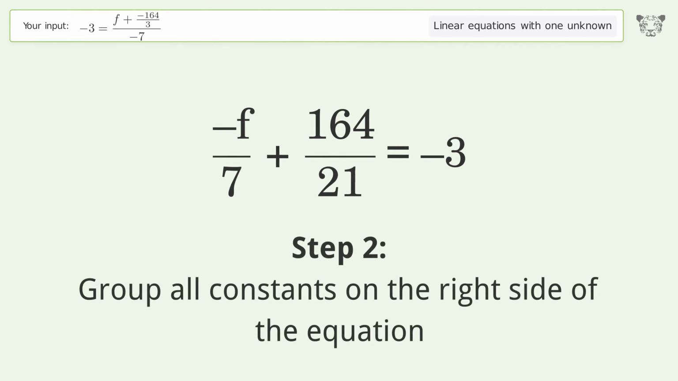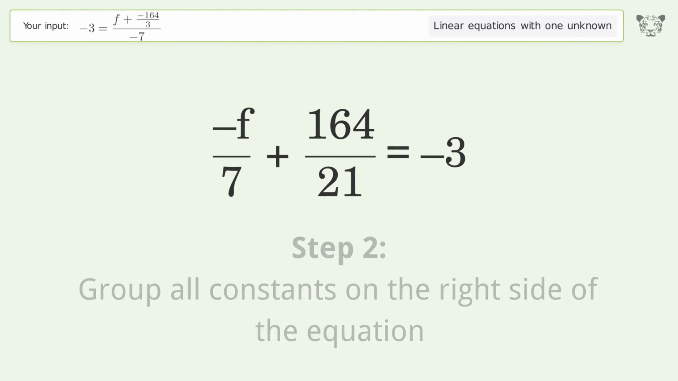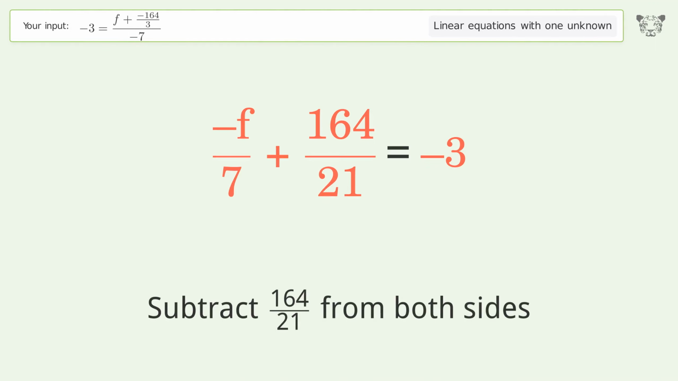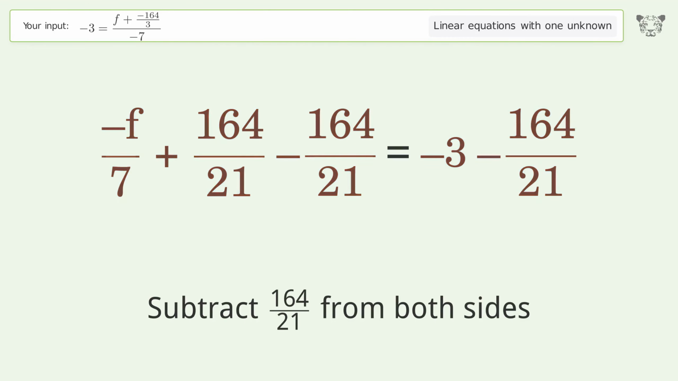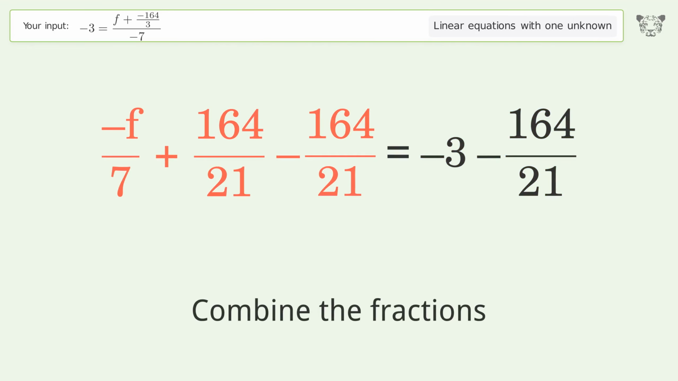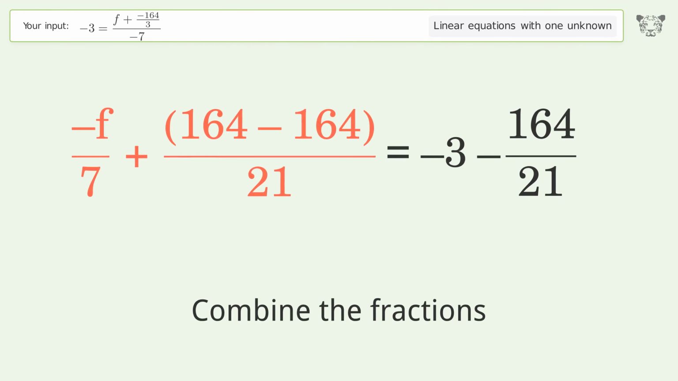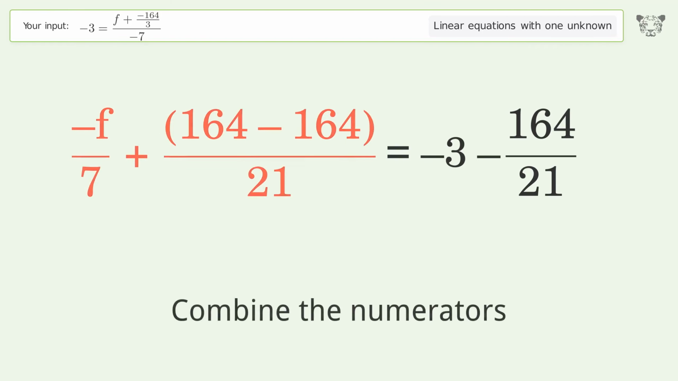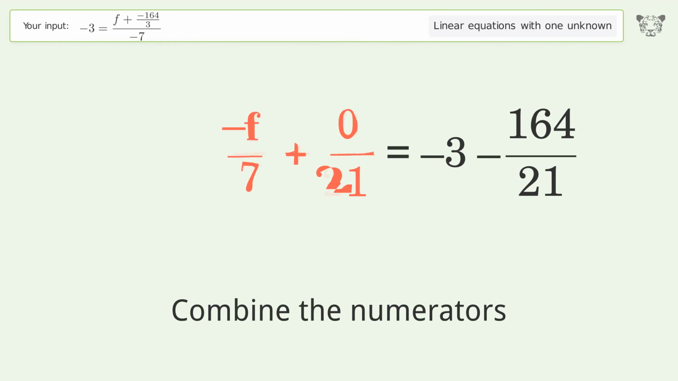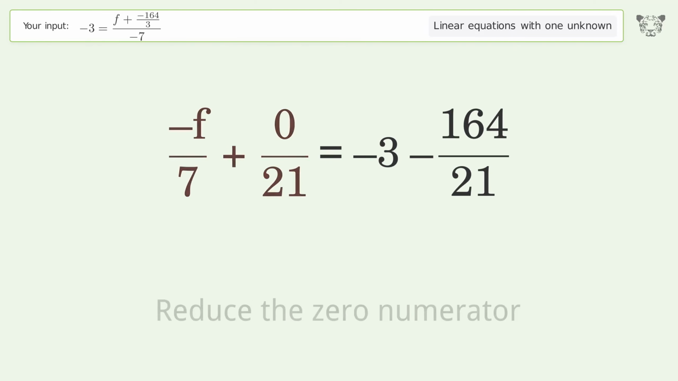Group all constants on the right side of the equation. Subtract 164/21 from both sides. Combine the fractions. Combine the numerators. Reduce the zero numerator.